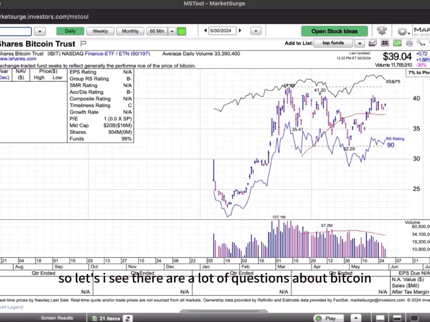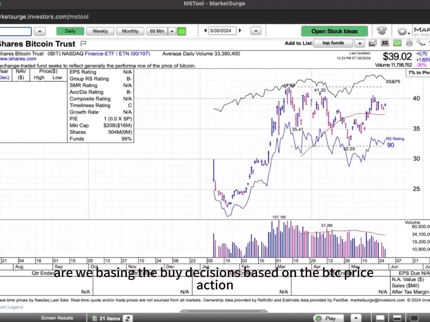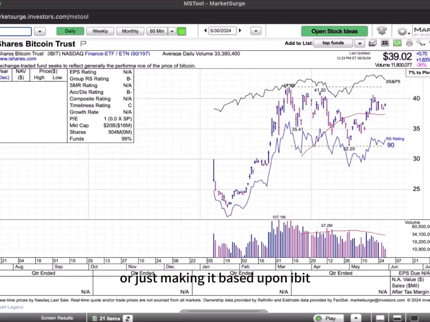Okay. So I see there are a lot of questions about Bitcoin, IBIT stuff. I just wanted to cover one or two more because there were a few that maybe we didn't catch. One was, does it look like it has a higher probability of gapping overnight? We have no idea. That question from Wei. Like I said, is there a little more potential added volatility with Bitcoin? Well, sure, but that's why we're waiting for a tight area to get on board. And someone else had asked, are we basing the buy decisions on the BTC price action or just on IBIT? Look, you can look at both. We do look at both.